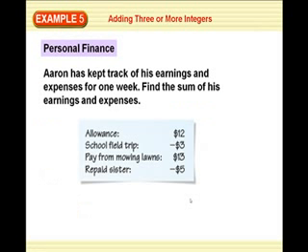All right, example number 5, adding 3 or more integers. Aaron has kept track of his earnings and expenses for 1 week. Find the sum of his earnings and expenses. So they want us to add these up. Now, you can only add 2 numbers at a time. So you could start and you could just go through and add this one with this one, and then plus this one, and then plus this one.